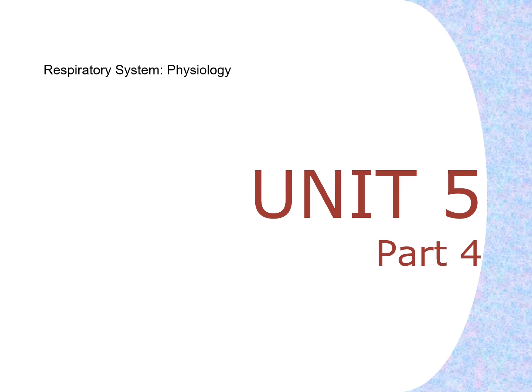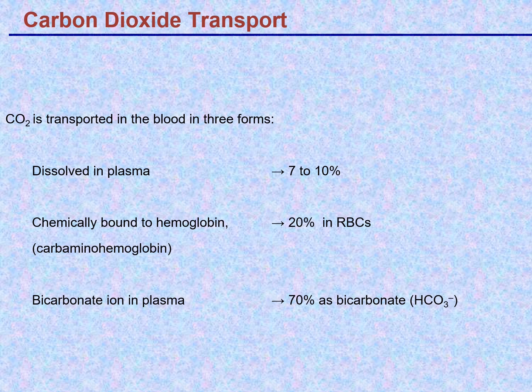This is Unit 5, Part 4. We talked about oxygen being carried by hemoglobin in the blood, and we discussed at length the oxygen hemoglobin dissociation curve. So now let's talk about transport of carbon dioxide.